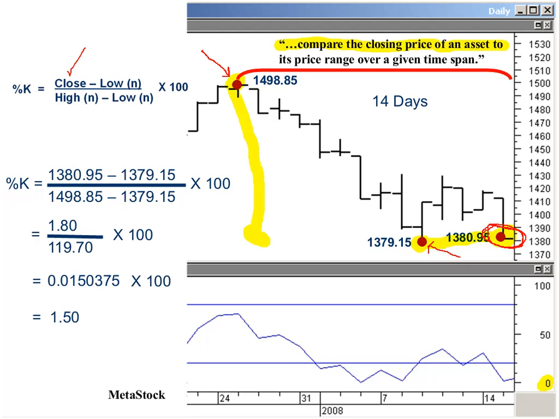That's what all stochastics show you, a value between 0 and 100. In this case, when you crunch the numbers, we're at 1.50. Really, really low relative to the price range there. So it's not at 0, meaning that it's at its 14-day low. We're a little bit above our 14-day low. At a 1.5 on a scale of 0 to 100, very, very low.